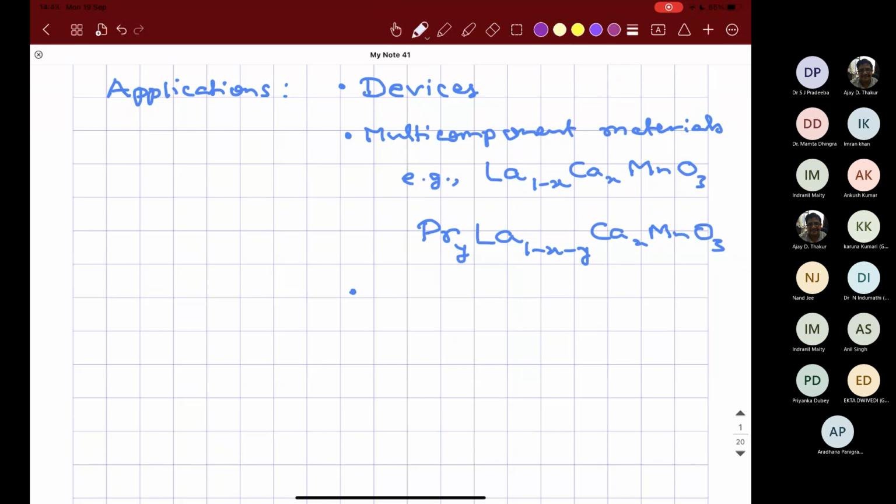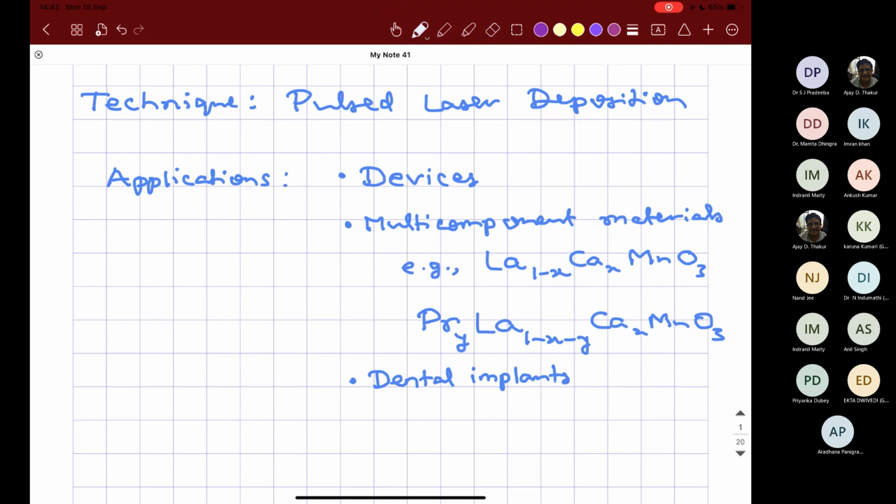Third one, which is very surprising. Many of you will feel, oh wow, so pulse laser deposition is also used in this area. When we are talking of dental implants, certain high strength materials which form the top layer of dental implants are multi-component materials, and they are better grown using pulse laser deposition. In fact, this is something which industry has adopted. So there are very many interesting applications.